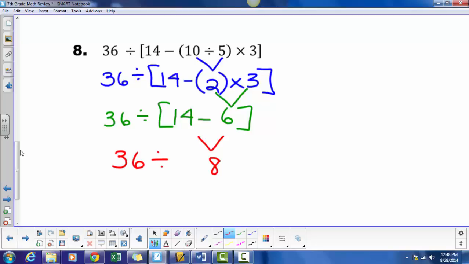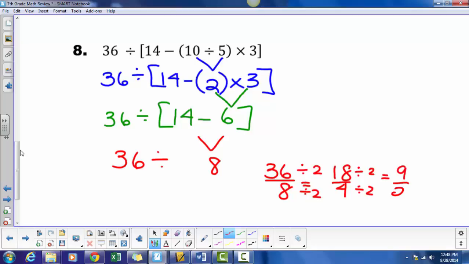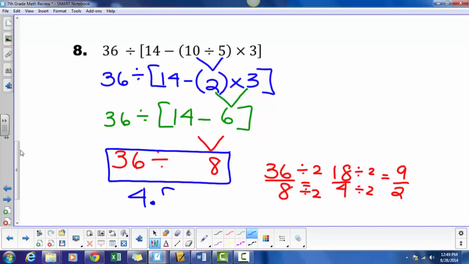And you know what, really that's not going to come out nice and evenly for you. I'm just going to write it as a fraction of 36 over 8. I could actually reduce that, dividing by 2, and get 18 over 4, which when I divide by 2 again, equals 9 over 2. A lot of you probably would put this in your calculator, 36 divided by 8, and come up with 4.5, and that's also fine.